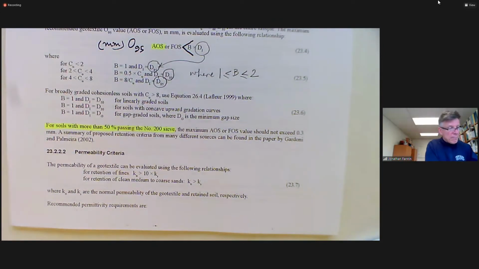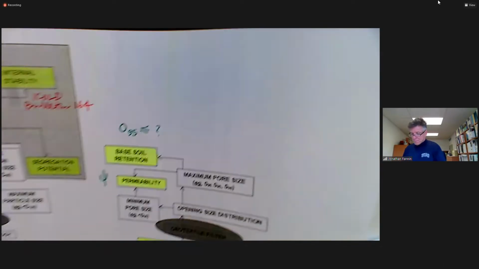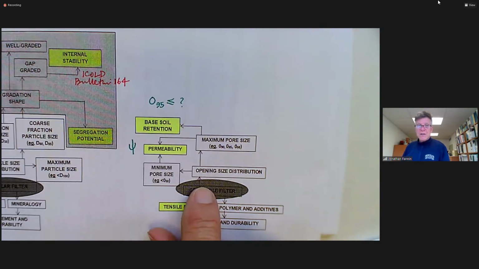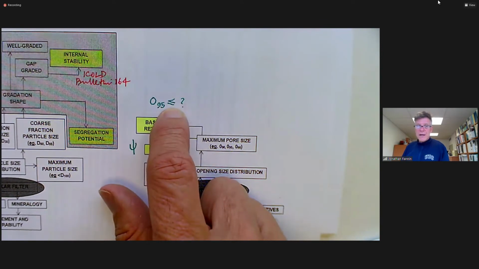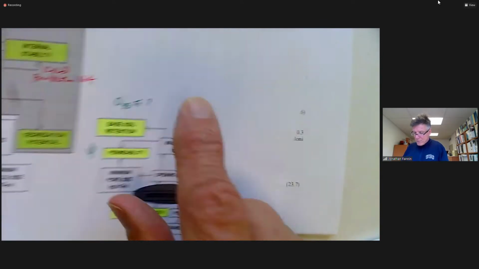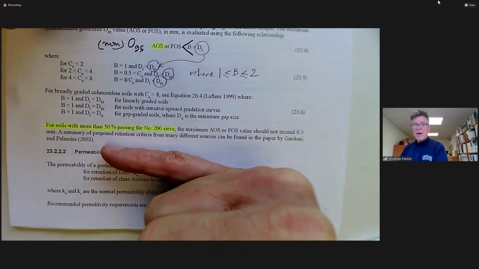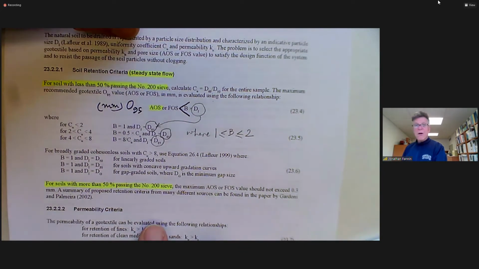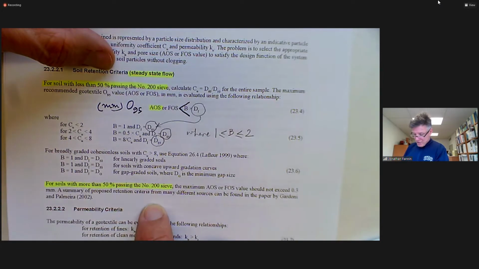Where are we in the big picture? We've looked at base soil retention for geotextile filters. 0.95 or AOS must be less than a certain value. And there are our criteria: soil retention, steady safe flow.